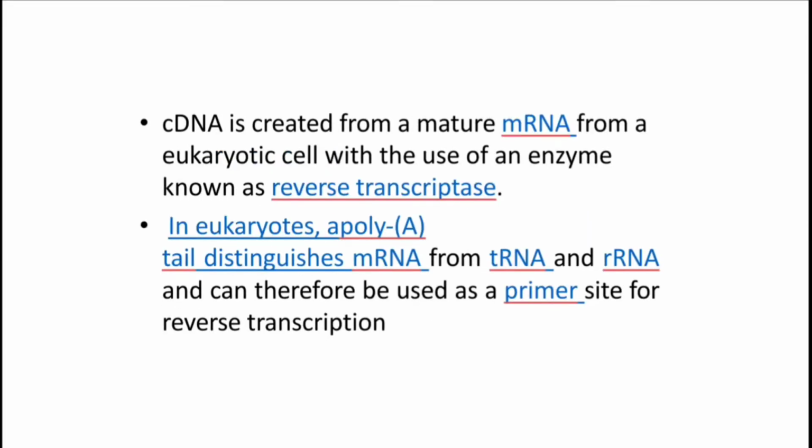cDNA is created from a mature mRNA from a eukaryotic cell with the use of an enzyme known as reverse transcriptase. In eukaryotes, a poly A tail distinguishes mRNA from tRNA and rRNA, and can therefore be used as a primer site for the reverse transcription.